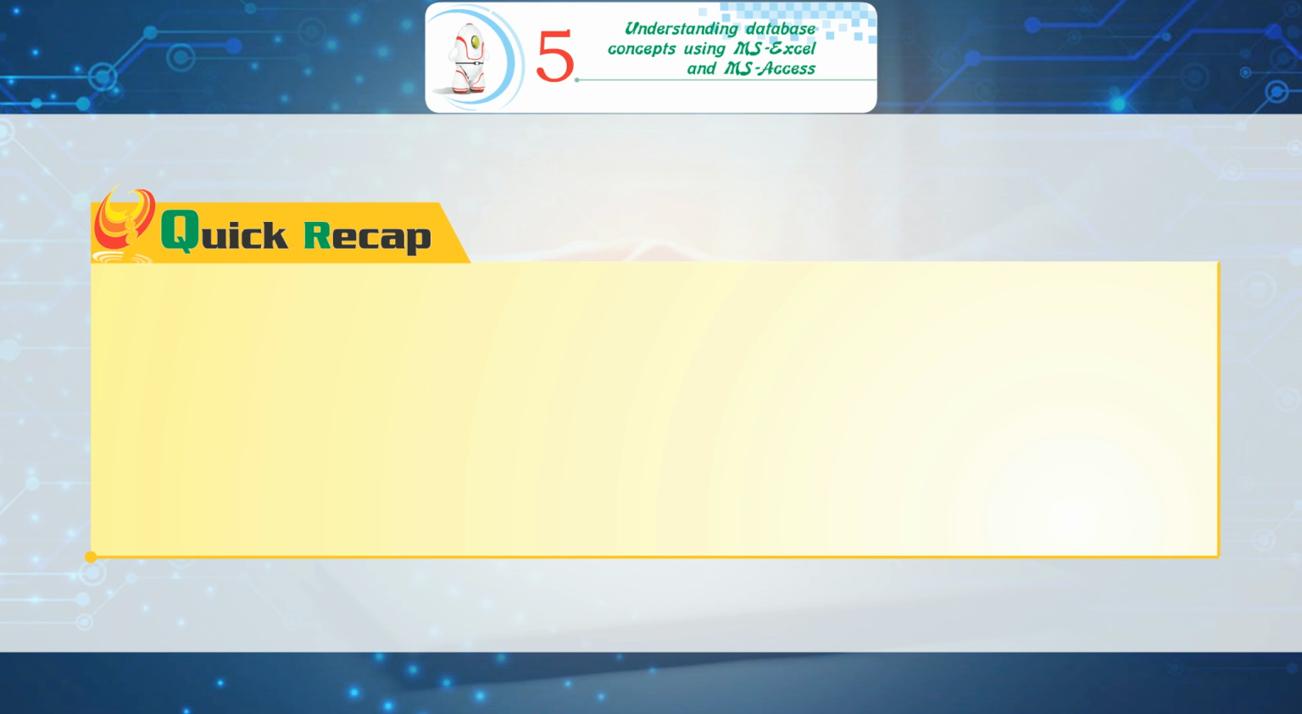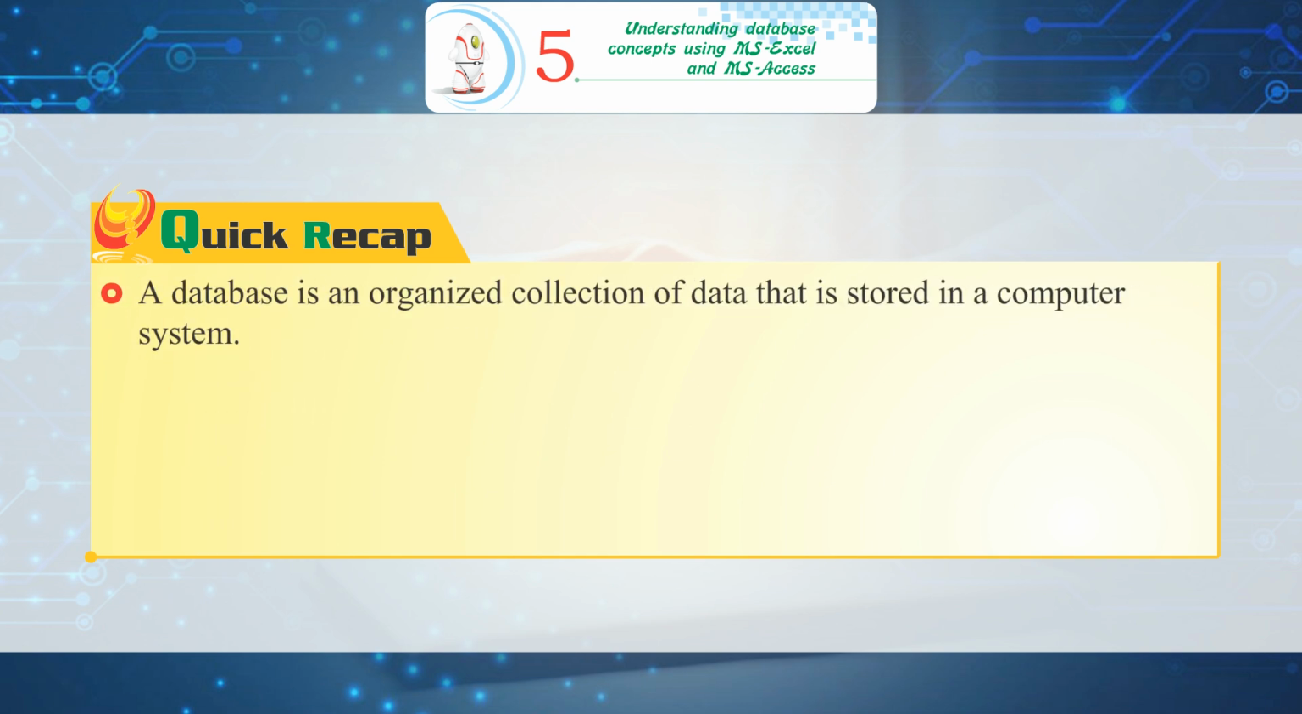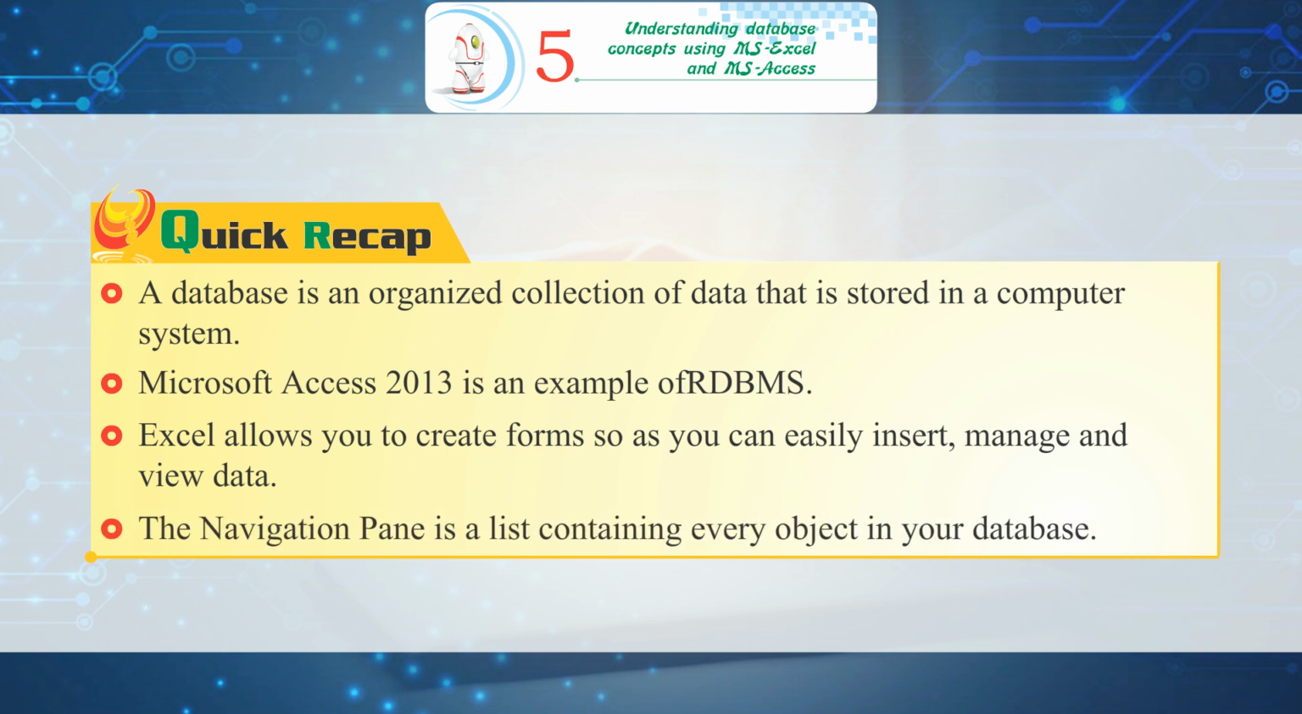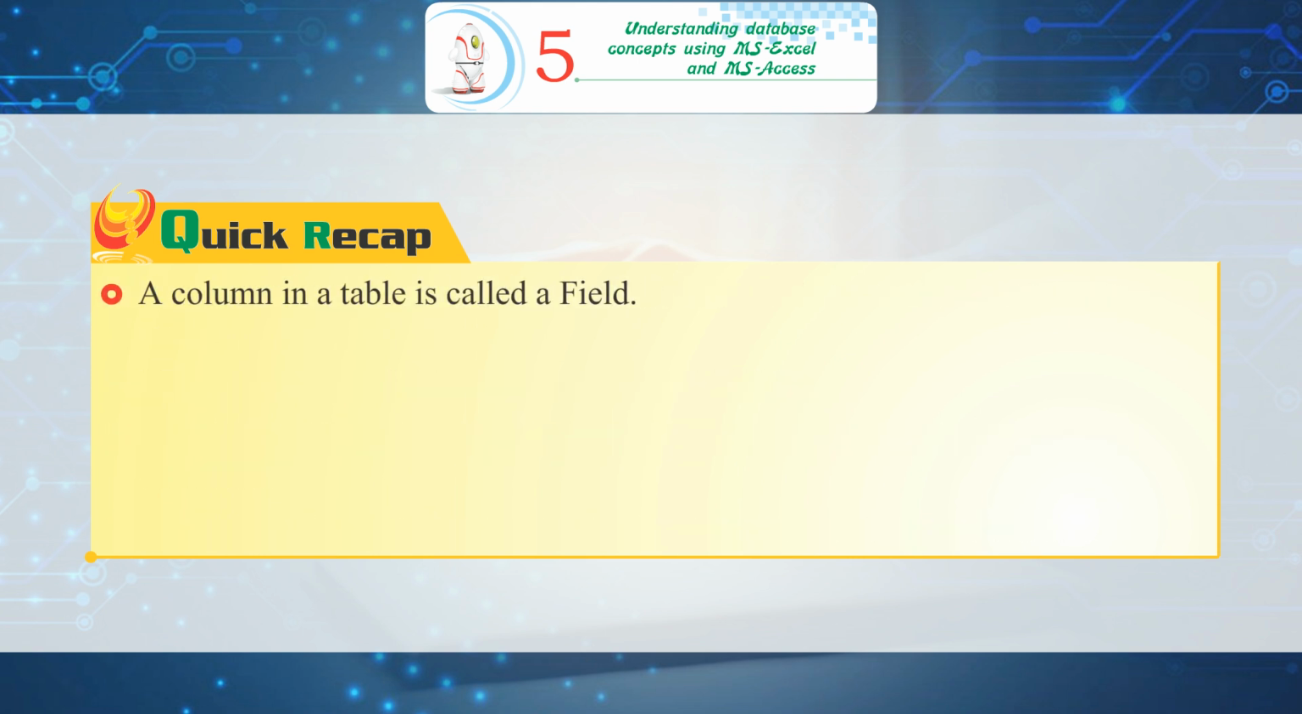Quick recap. A database is an organized collection of data that is stored in a computer system. Microsoft Access 2013 is an example of RDBMS. Excel allows you to create forms so as you can easily insert, manage and view data. The navigation pane is a list containing every object in your database. A column in a table is called a field.